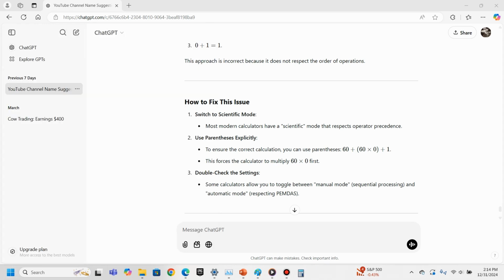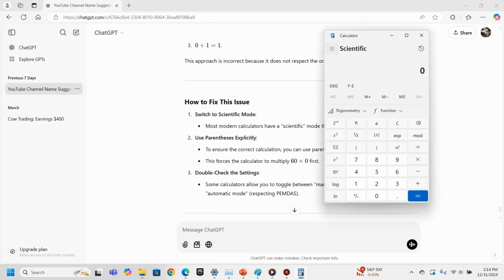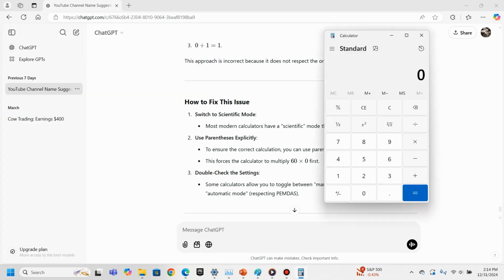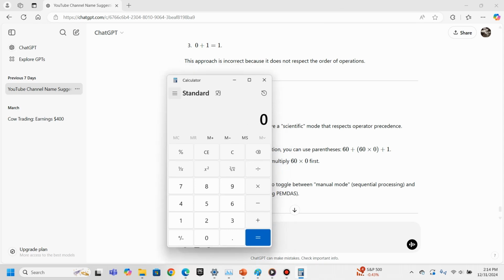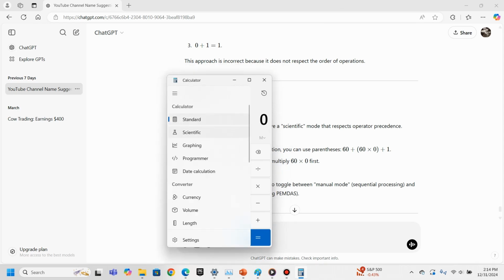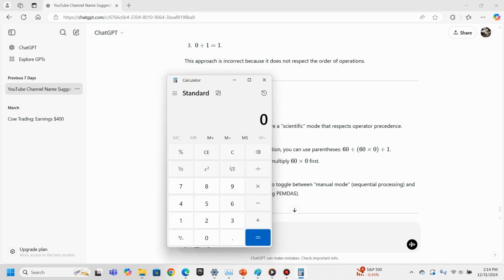We're going to go calculator. Now, normally, most people's computers, this calculator will default to standard mode. I usually switch it to scientific, but standard mode will show you exactly what's happening. 60 plus 60 times. Now, as soon as I hit the times, it's basically doing an equal sign.